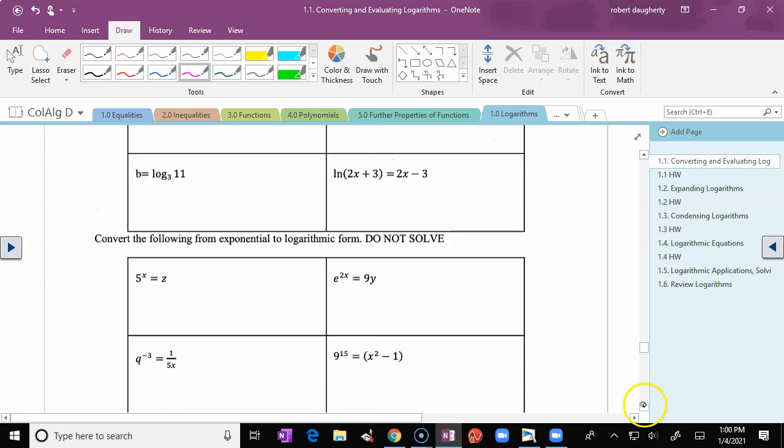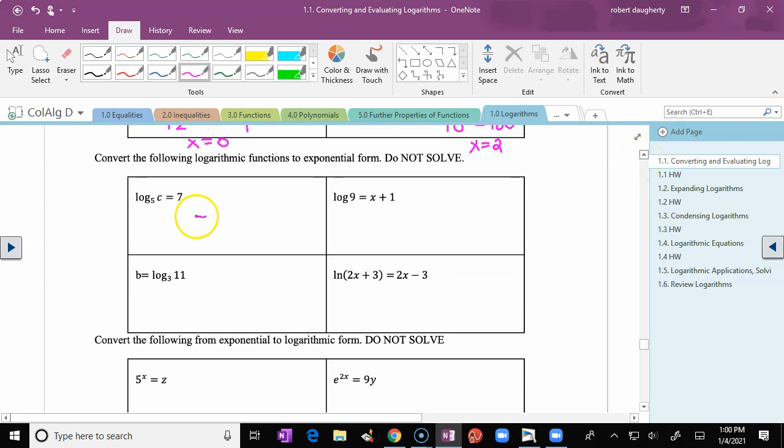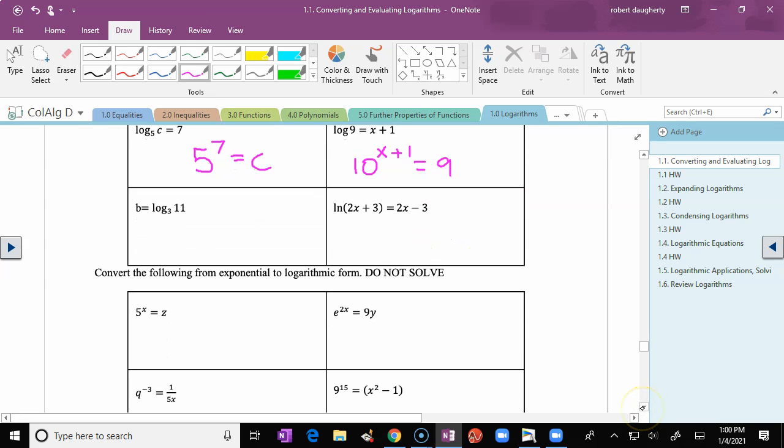Going back and forth between log and exponential form. Convert these to exponential form. The base is 5. The exponent is 7. In this case, the base is 10. The exponent is x plus 1, equal 9. In this case, the base is 3. The exponent is b, equal 11. In this case, the base is e. The exponent is 2x minus 3, equal 2x plus 3.